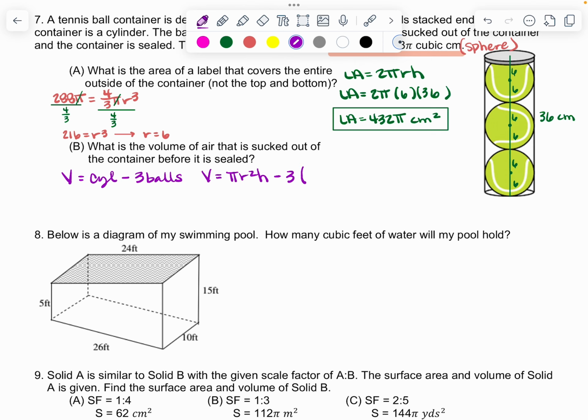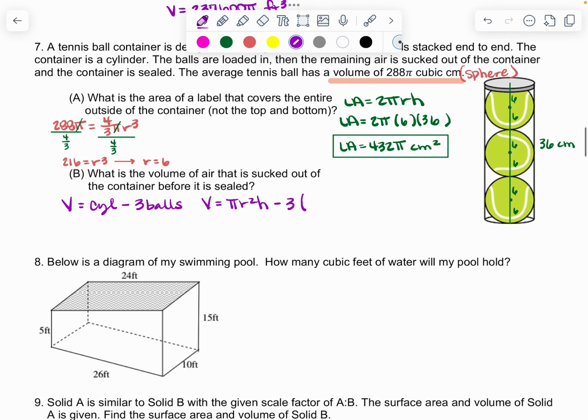So that is going to be pi r squared h minus 3. And I already know the volume of each tennis ball. They gave us that in the prompt already. So each one is 288 pi, and there's 3 of those, right? So we can just multiply those spheres by 3. So I just really need to find the volume of the cylinder. So pi, we already know the radius of the cylinder is 6, because it's the radius of the ball. We're assuming it's touching the sides. And the height of the cylinder is still that same old 36.